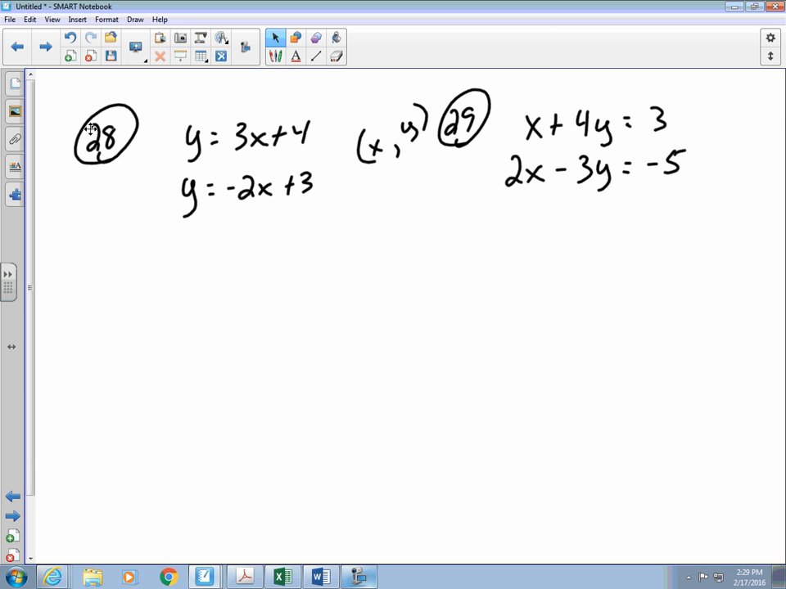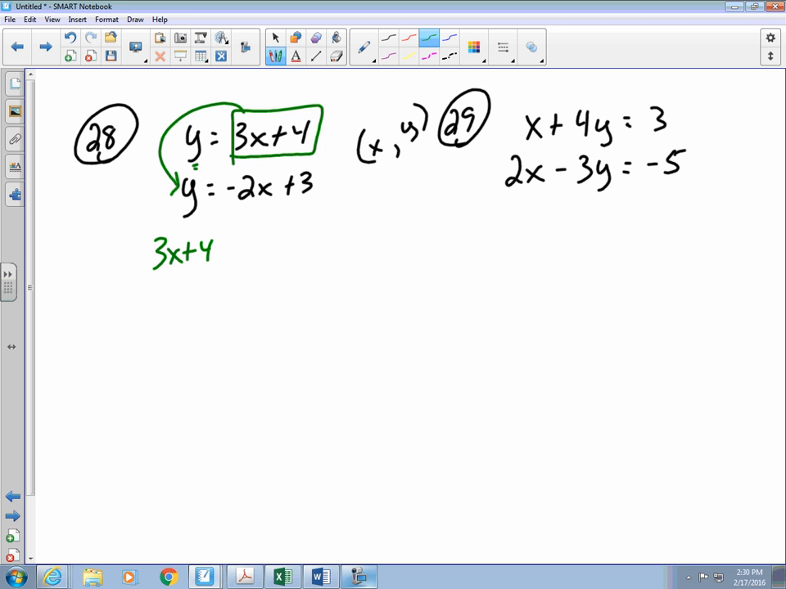Now, the reason why in 28 it is easier to do substitution is, like I said, y is already by itself. So since y is 3x plus 4, I can put that into the other function. So instead of writing y, I'm going to substitute 3x plus 4. In other words, replace it. So I'm going to take that 3x plus 4 and put it into the other function.